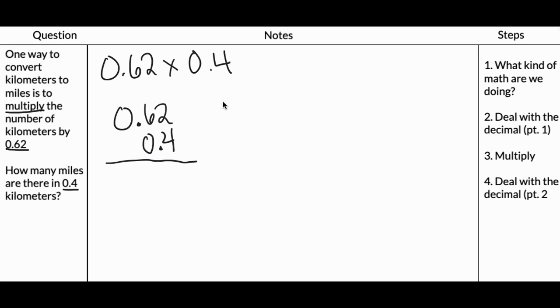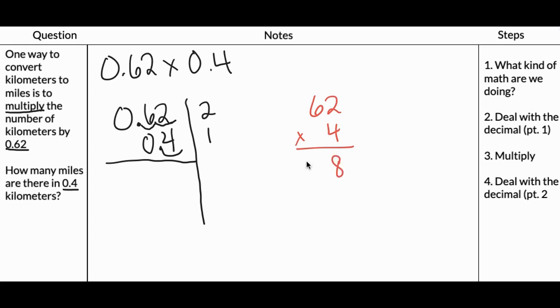So what I have here on the steps is to deal with the decimal part one. Part one meaning I'm actually just going to pull these decimals out of the problem so that I have whole numbers. In this case, I'm pulling the decimal out 2 times for 0.62, and I'm pulling the decimal out 1 time for 0.4. Now, all I'm really doing is the problem 62 times 4. Now, if I multiply those through, I get 248.